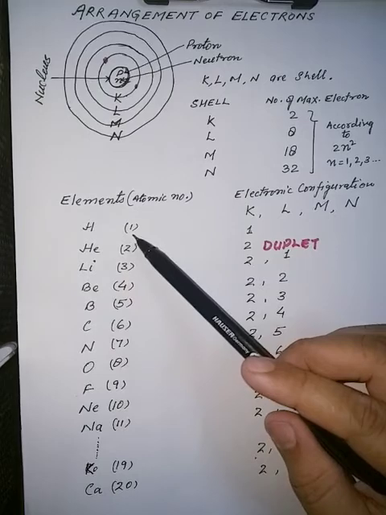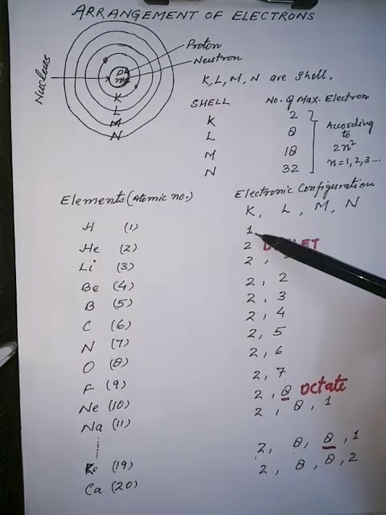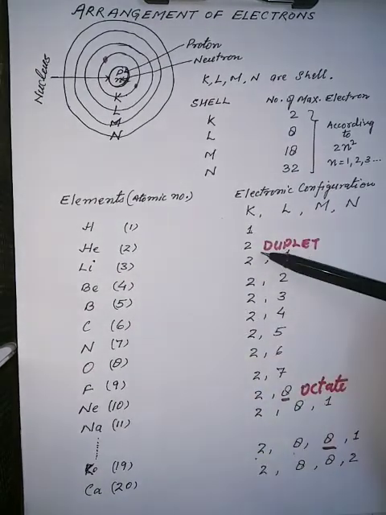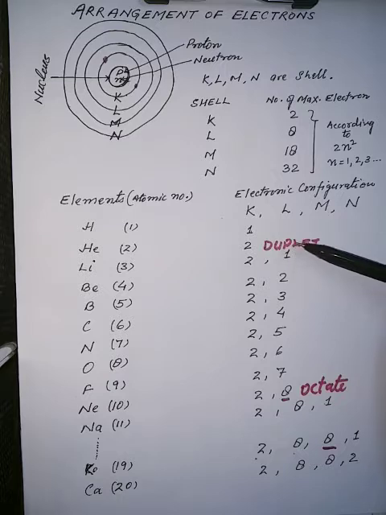Now hydrogen has atomic number 1, 1 electron in the outermost shell, so the K shell will have 1. Helium has 2, so it will have 2 in the first shell. The maximum capacity of the first shell is 2. If there are only 2 electrons in the first shell, there is no electron in the L shell, second shell or third shell, we can say the duplet is complete.